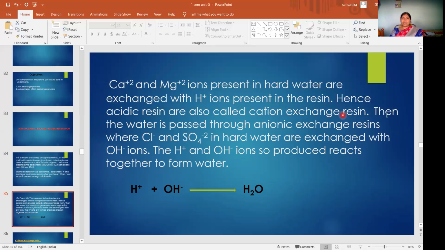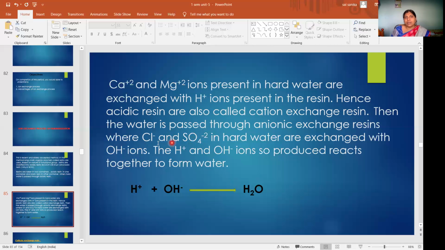Then the water is passed into the anion exchange resin. So that water will pass to another container having anion exchange resin. In the first container, the cations are removed. So what are the ions remaining in the water? Water containing H plus ions and anions Cl minus and SO4 minus 2. Hardness is due to either calcium chloride, calcium sulfate, magnesium chloride, or magnesium sulfate. So what anions may be present here? Either chloride ions or sulfate ions.